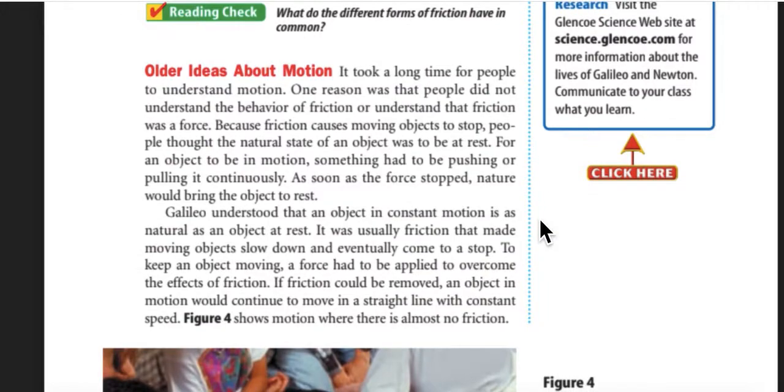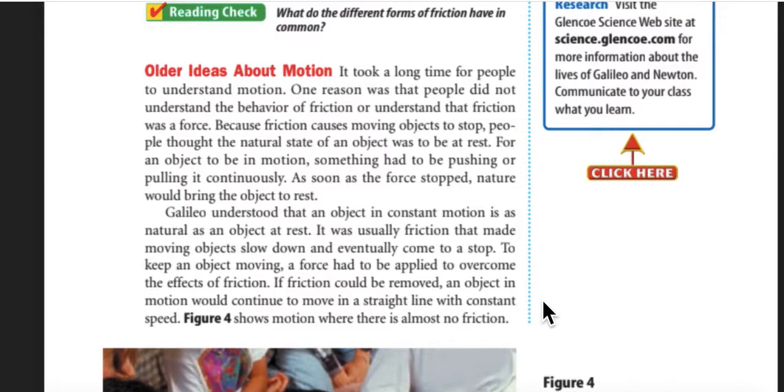Galileo understood that an object in constant motion is as natural as an object at rest. It was usually friction that made moving objects slow down and eventually come to a stop. To keep an object moving, a force had to be applied to overcome the effects of friction. If friction could be removed, an object in motion would continue to move in a straight line with constant speed.